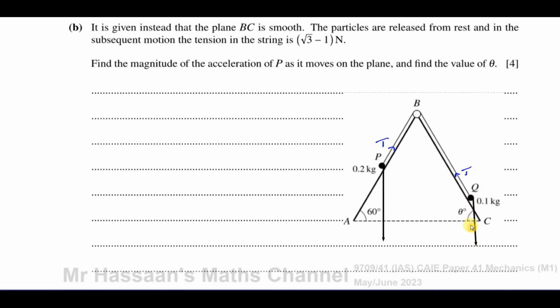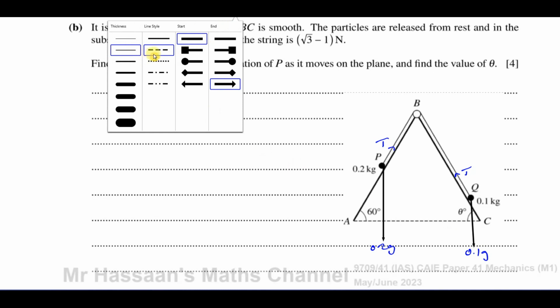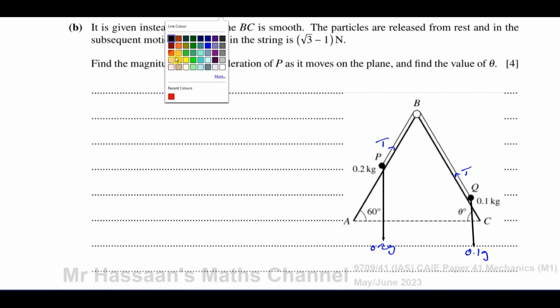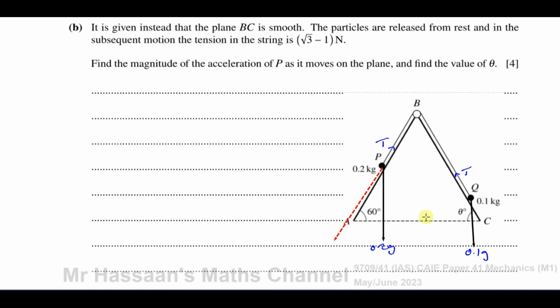Okay, and they're smooth. There's no need to find any reaction forces now because both of them are smooth. This is 0.2 g, this is 0.1 g. Okay, and we can think about the forces acting in these directions now, resolving the force in this direction and resolving this force in that direction.